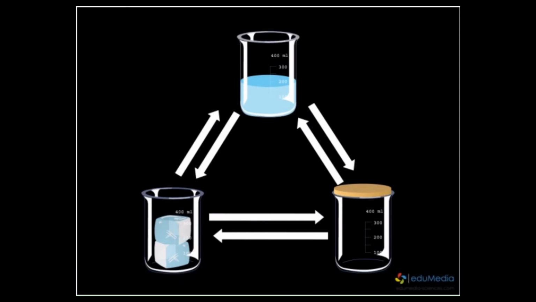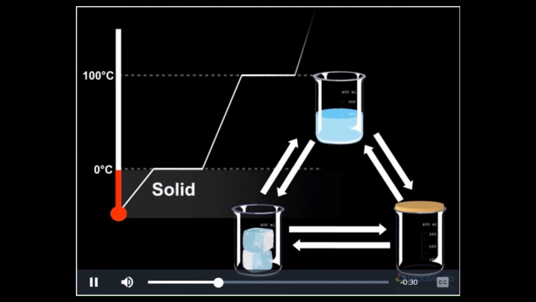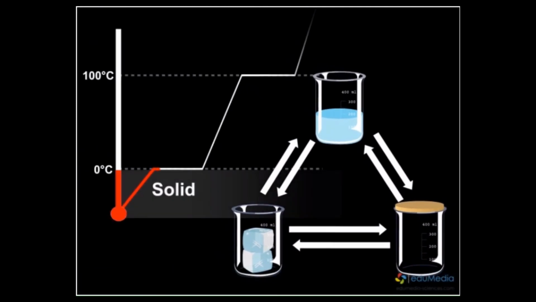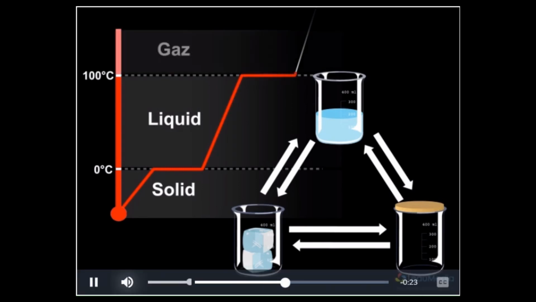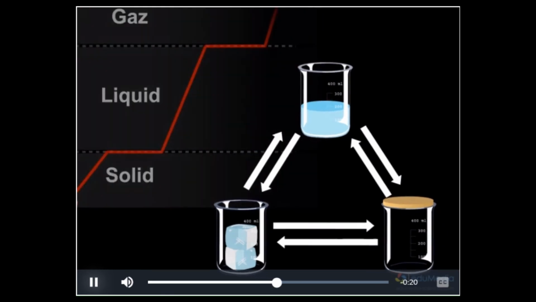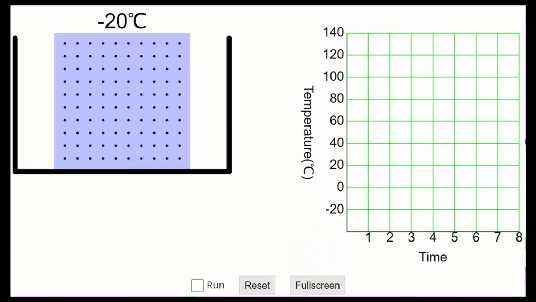Water is one of those rare substances that can be easily observed in all three states of matter: solid, liquid, and gas. It is in its solid form at temperatures lower than 0 degrees Celsius, liquid when the temperature becomes positive, and gaseous above 100 degrees Celsius. Let's take a closer look at this change. How does water change its state according to the change of temperature?